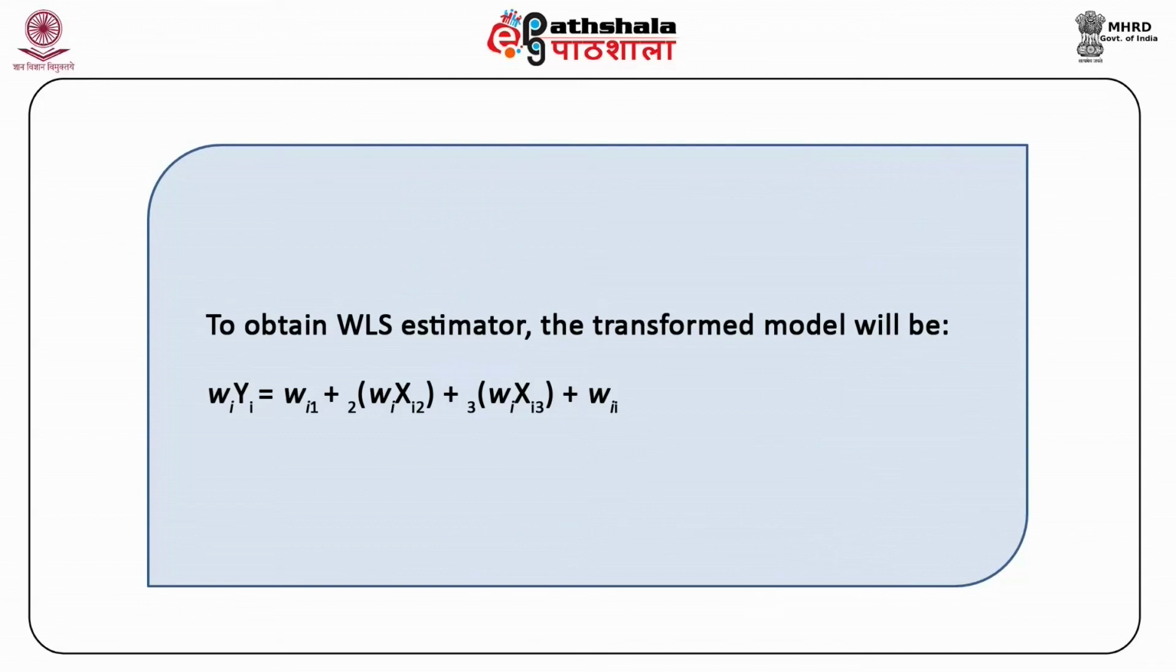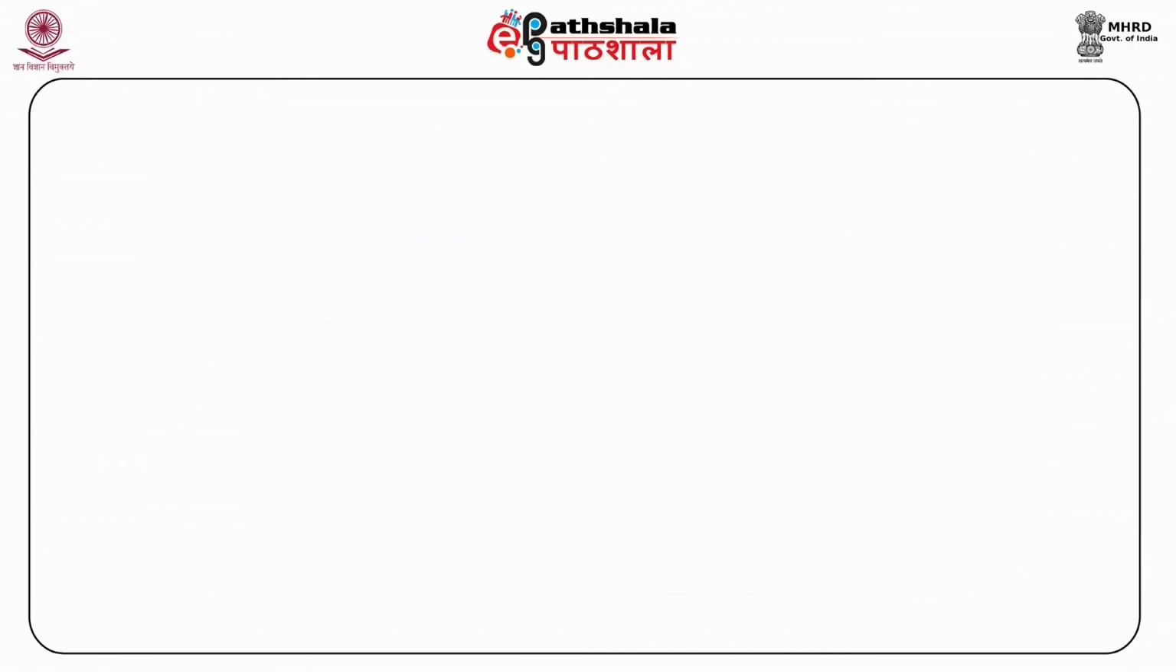In GLS estimation, a weight W_i is given to each observation of each variable, which is inversely proportional to the standard deviation of the error term. It implies that the observations with a smaller error variance are given more weight in the GLS regression, and observations with a larger error variance are given less weight.